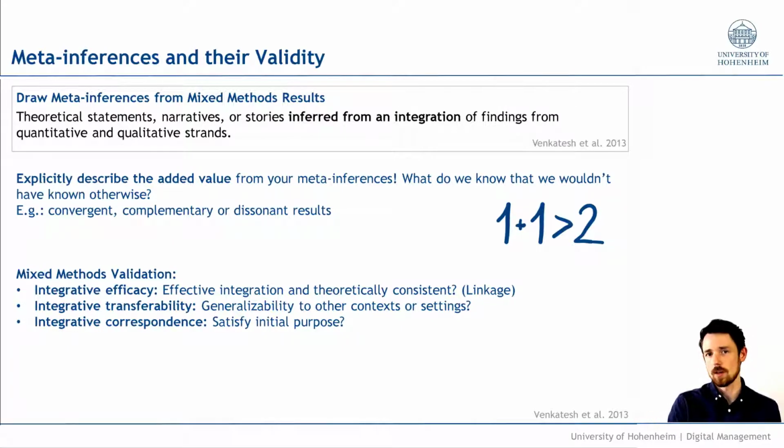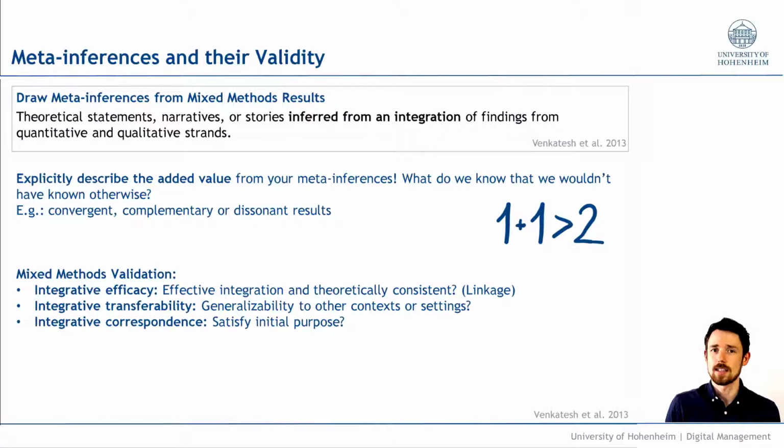So both the qualitative and the quantitative results converge. They say the same thing, basically. They confirm the results from the other strand. Or the results could be complementary. So they basically add up to a bigger picture. Another way of adding value is that they are dissonant.